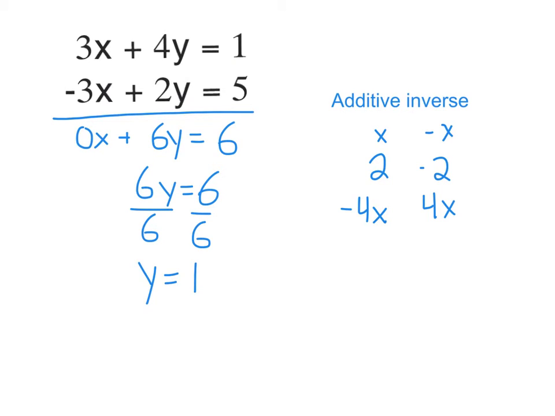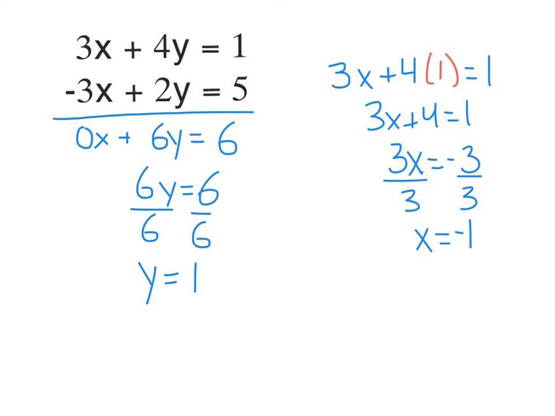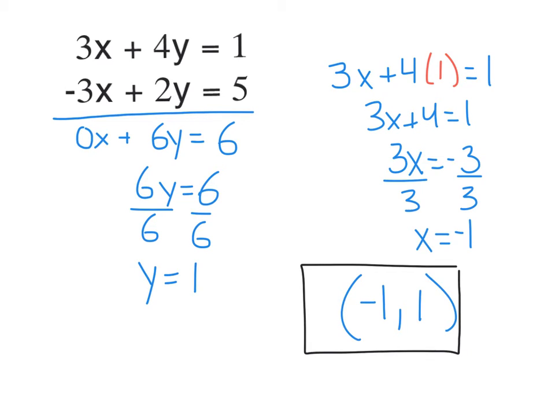Now that I know what y is, I can substitute this into either of my two equations above to find x. I've rewritten my first equation, but instead of y, I've put 1. So I have 3x plus 4 equals 1. 3x equals negative 3 because I subtract 4 from both sides, and then I divide both sides by 3 to get that x equals negative 1. This means that my solution is (negative 1, 1). Remember that we always want our solution to be an ordered pair, and if I had graphed the two lines, this would be the one spot that they'd intersect.